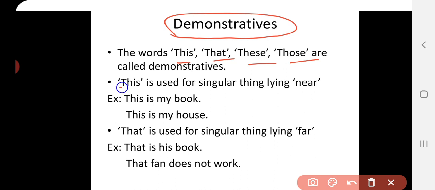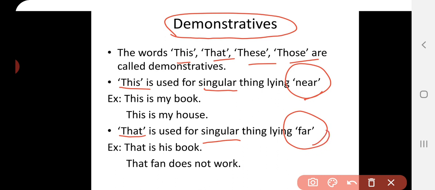And this is used for a singular thing lying near. This is used for a singular thing lying near. That is used for a singular thing lying far. So what is the difference between this and that? This denotes the thing lying near.